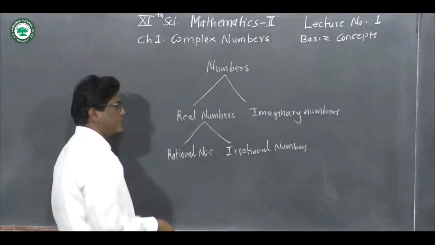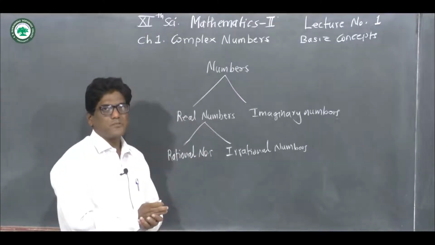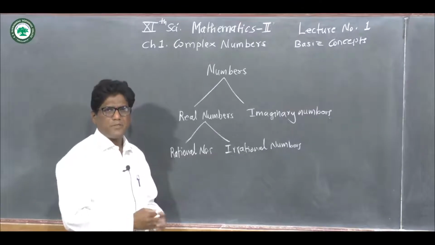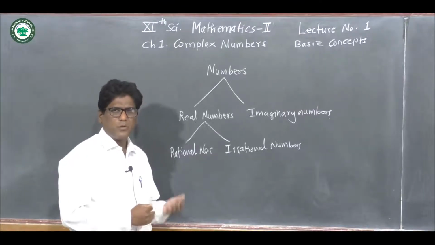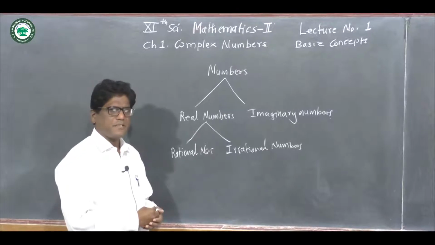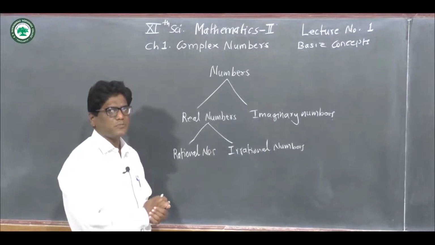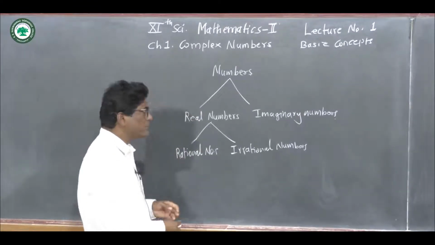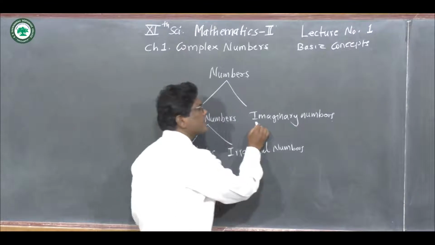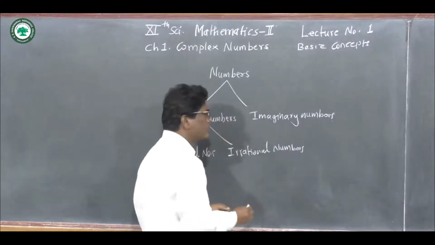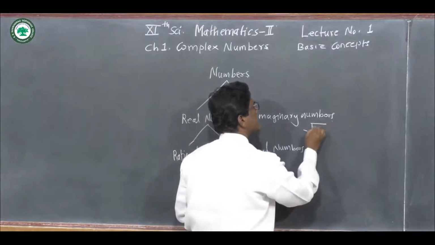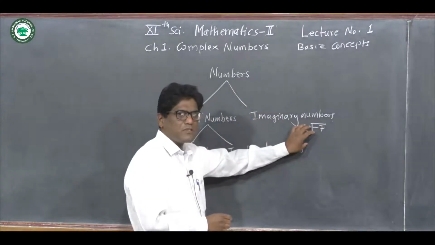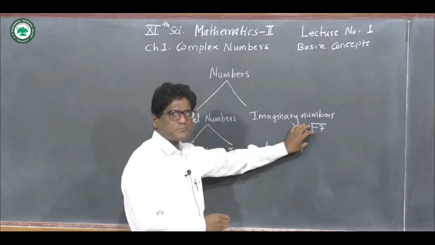All these real numbers we have seen at the school level, that means natural numbers, prime numbers, composite numbers, whole numbers, integers, etc. Now today we have to see complex numbers, and before learning complex numbers we must know what an imaginary number is. So if we consider root of minus 7, such types of numbers we have not learned till now.